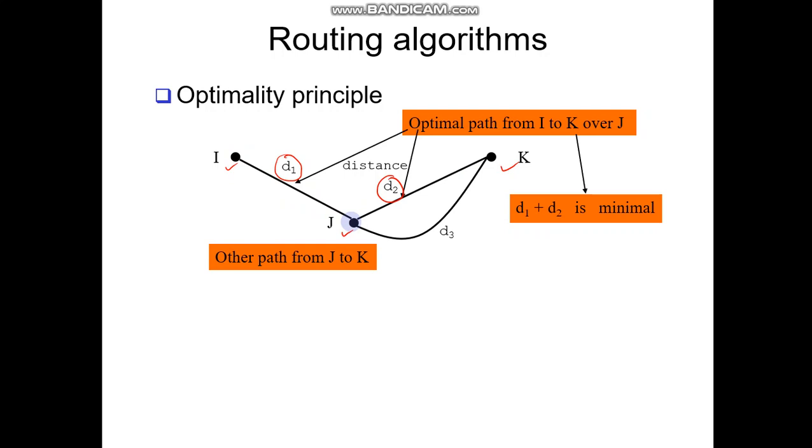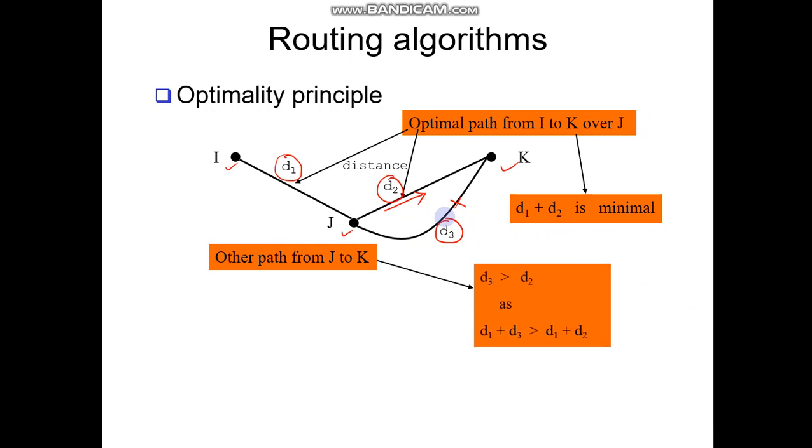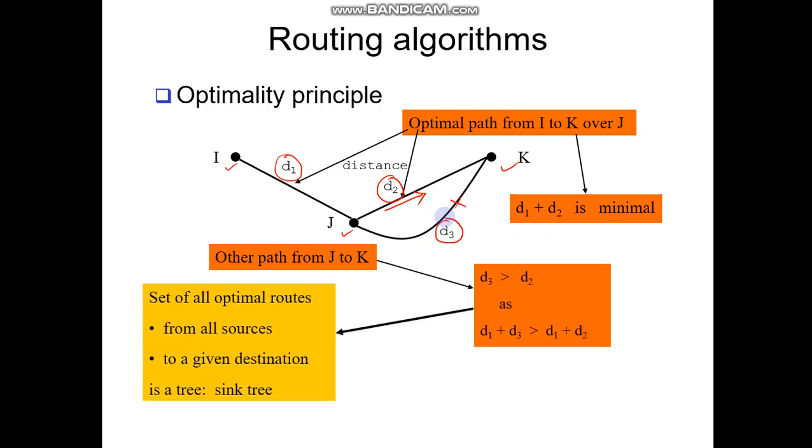If there is any transmission from J to K, we can see that from J to K there is another path, with distance D3. If there is an optimal path from I to K through J, all the traffic from J to K also should follow the same path, instead of this one. That is what the optimality principle says. And the set of all optimal routes from source to the destination gives a sink tree.